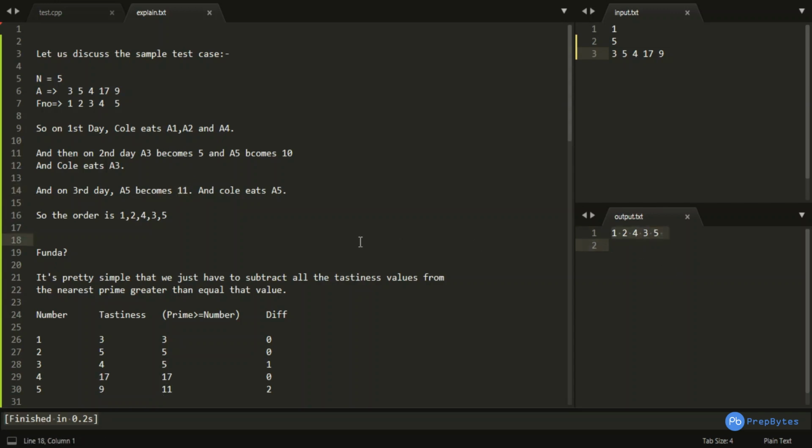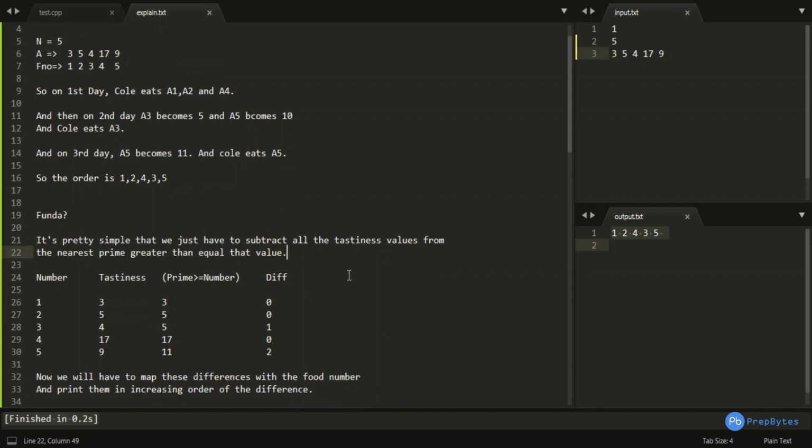Now, what is the idea to solve this particular problem? How exactly will we approach this problem? You can see that it's related to prime numbers. So your first idea to solve this problem should be to go with the sieve operation, which is nothing but calculating the primes till a certain number n. Now it's pretty simple: we just have to subtract each tastiness value from its nearest prime number greater than or equal to that value, right? What does this exactly mean? You will get it from this table.